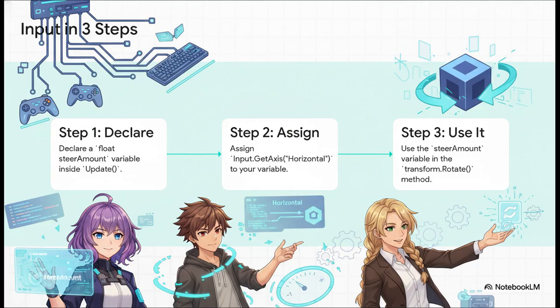Step 3, use it. Finally, we have to actually do something with this value. We can make our object turn using its transform.Rotate method. This method just needs to know how much to rotate on the x, y, and z axes. To make our top-down car steer, we're going to apply our steerAmount to the z-axis, which is what controls that clockwise or counterclockwise spin.